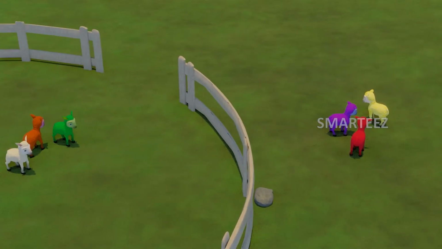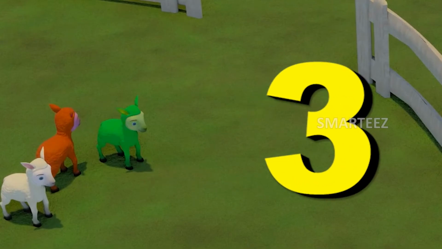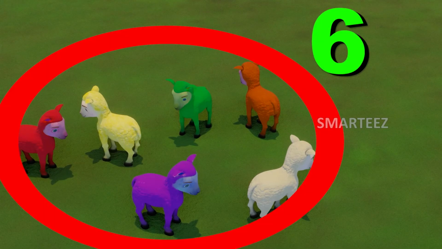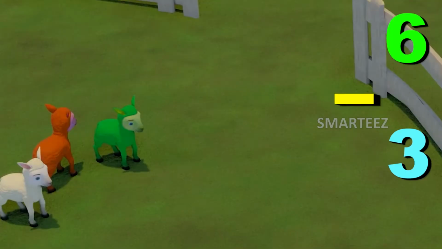Let's see how many are still there. That's 1, 2, 3. 3 baby sheep are inside the pen. At the start, we had 6. When we subtract 3, we have 3 remaining.